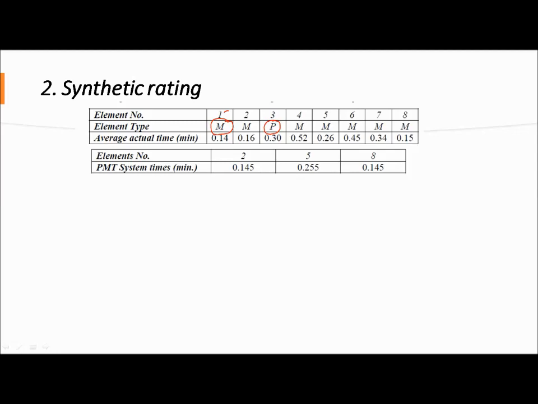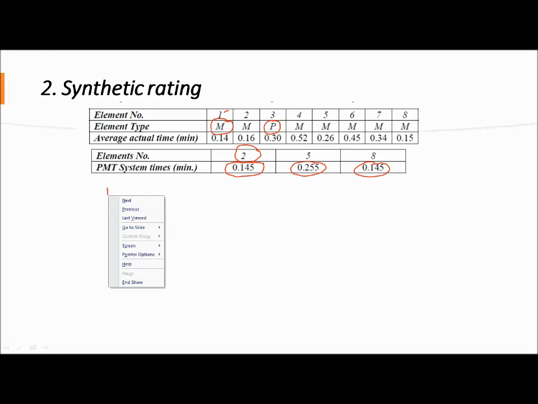And now you have the PMTS values. For example, you are just considering 3 elements here: element number 2, element number 5, and element number 8. These are the standard values for completing element number 2, this is for element number 5, and this is for element number 8. So you know how to find the rating.